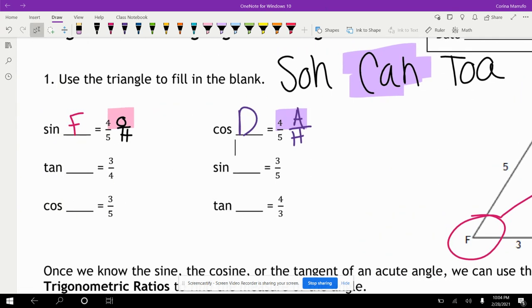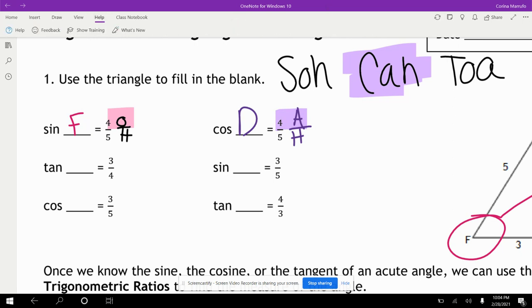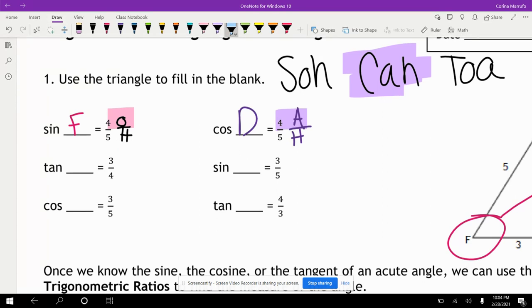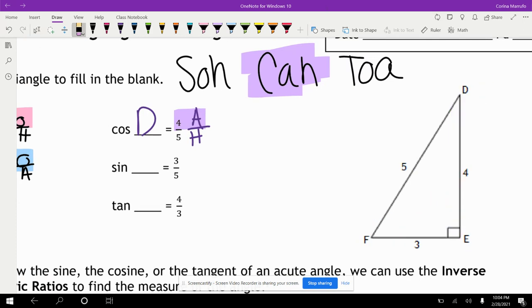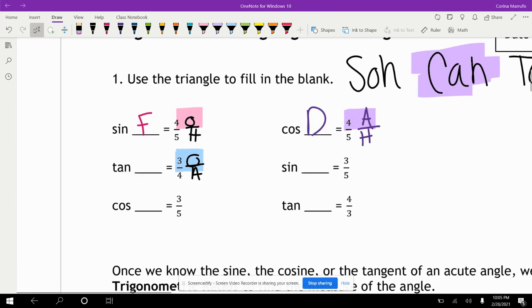Okay, so next here we have tangent of 3 over 4. Tangent is opposite over adjacent. So this is saying that the 3 is opposite and the 4 is adjacent. So I'm going to go back to my triangle. I'm going to erase all these little colors that I have. And we said that the 3 is opposite. So directly opposite from 3 is D. So here they are talking about angle D.